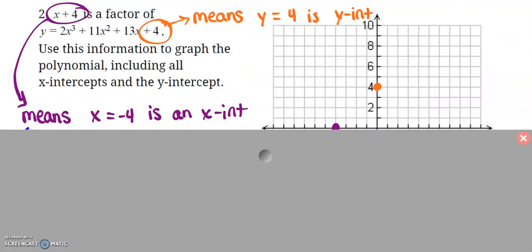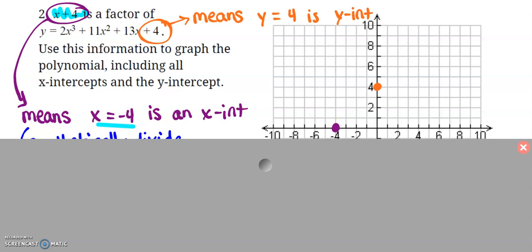All right, ladies and gentlemen, as I had said before, you know some things just by reading the problem and processing what that information is saying and interpreting that. So the first 2 things you should do is notice that x plus 4 as a factor means that x equals -4, and it's an x-intercept. So I've graphed that on my picture right here.